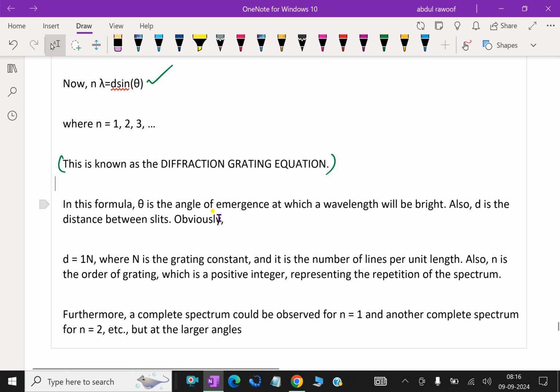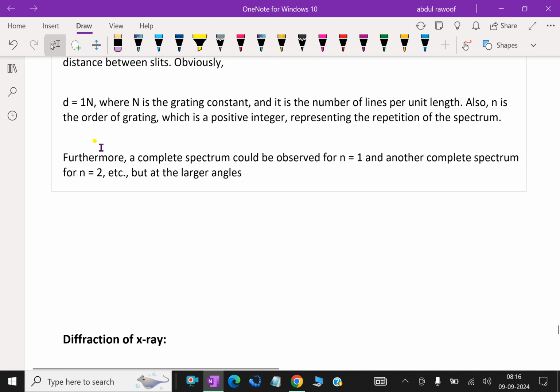In this formula, theta is the angle of emergence at which a wavelength will be bright. Also, d is the distance between slits, obviously. d equals 1 by N, where N is the grating constant and it is the number of lines per unit length. Also, n is the order of gratings, which is a positive integer representing the repetition of the spectrum. Furthermore, a complete spectrum could be observed for n equal to 1 and another complete spectrum produced when n equals 2, continuously, but at larger angles.